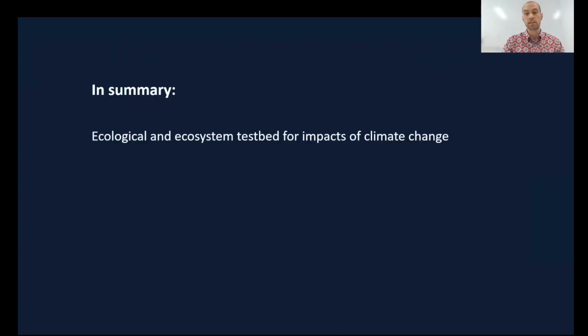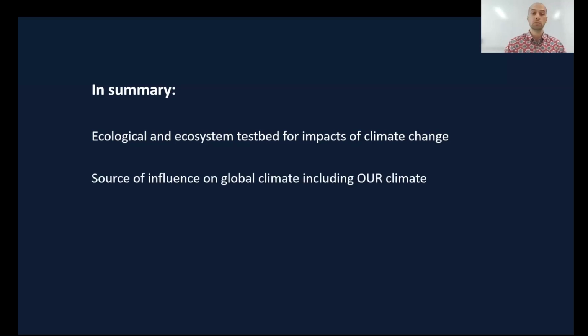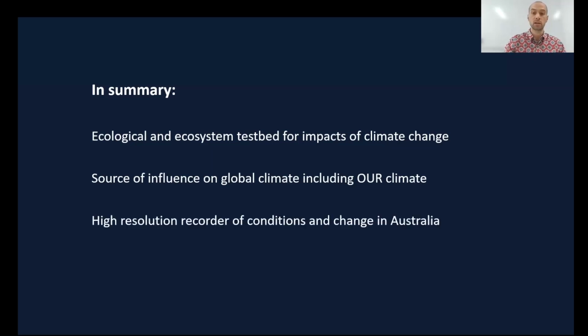So just to summarize and bring that together, there's 3 things to leave with you. Firstly, the cryosphere is an ecological and ecosystem testbed for understanding the impacts of climate change. It's also a source of influence on the global climate and sea level, including what we see in Australia. And then that is also recorded in high resolution, particular conditions and climate change in Australia. And I'll leave it there. Thank you.